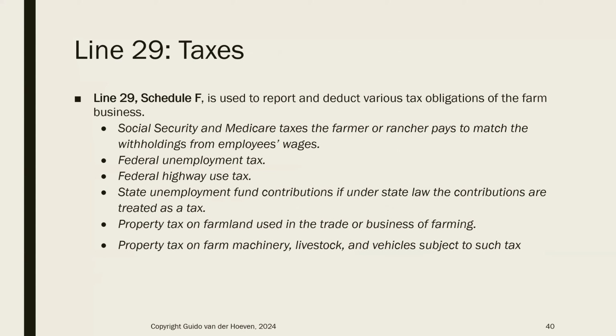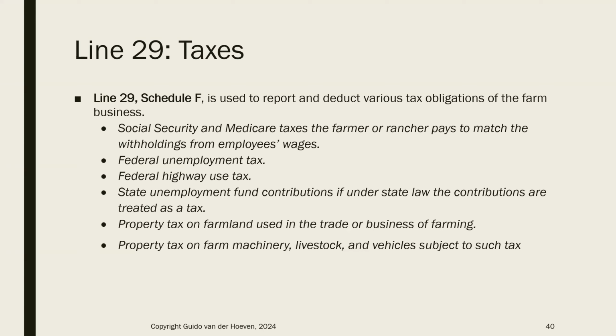Line 29, as we're coming into the home stretch here, this is taxes. Now, these are going to be used to report the various taxes that are paid on these obligations of the farm business. And they're just listed here as items. So it could be Social Security and Medicare taxes that the farmer or rancher pays to match withholdings on the employee's wages. If there's sufficient employees out there and the total wages in a quarter exceed $20,000, then federal unemployment tax is going to be due.